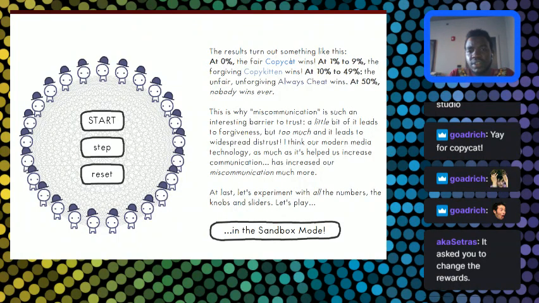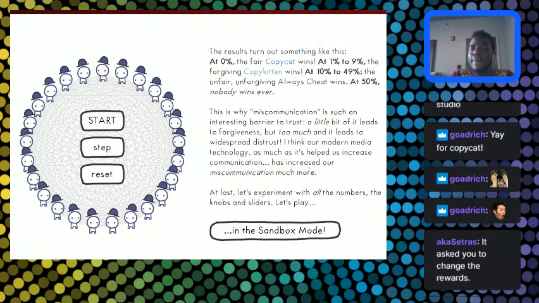At 0%, the fair copycat wins. At 1% to 9%, the forgiving copykitten wins. At 10%, the unfair and forgiving always cheat wins. At 49%, nobody wins ever. This is why miscommunication is such an interesting barrier to trust. A little bit of it leads to forgiveness, but too much can lead to widespread distrust. I think our modern media technology, as much as it has helped us increase communication, has increased our miscommunication much more.